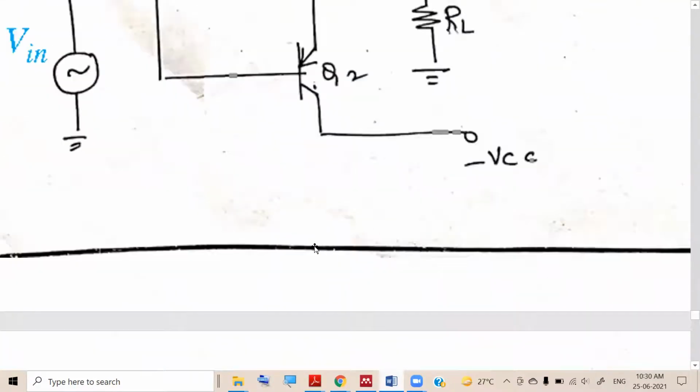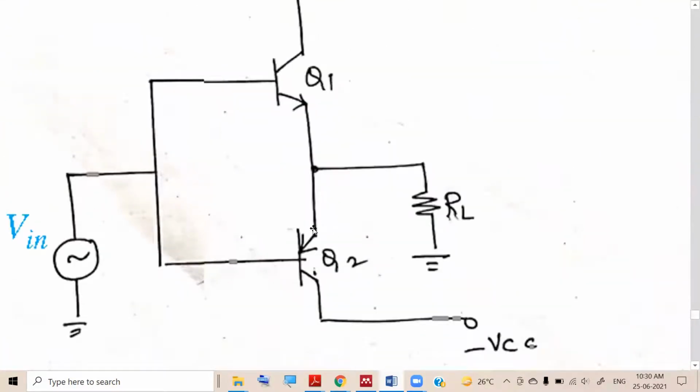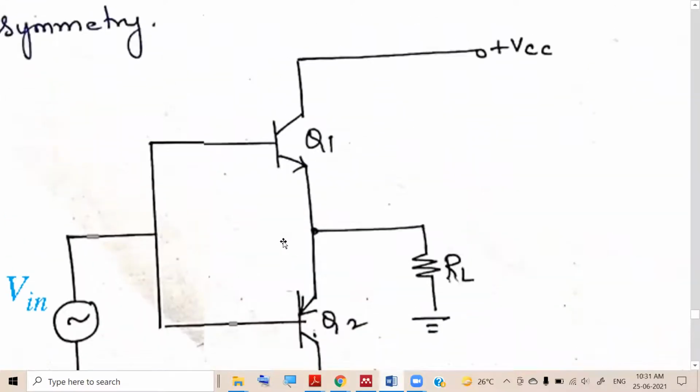The arrow is inward. So this is P, this is N. So obviously this is again P. PNP. So the base is N. Likewise, the one we already discussed is NPN, so the base is P. For Q1, the base is P. For Q2, the base is N.